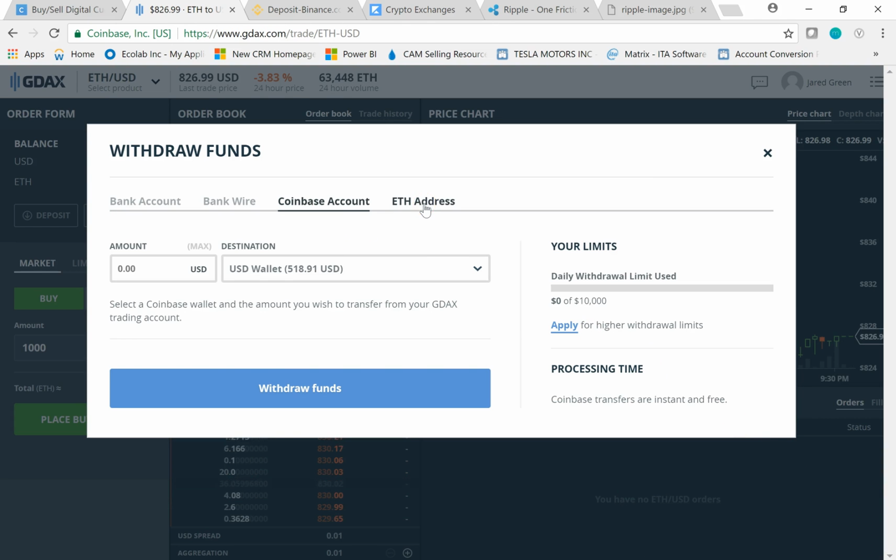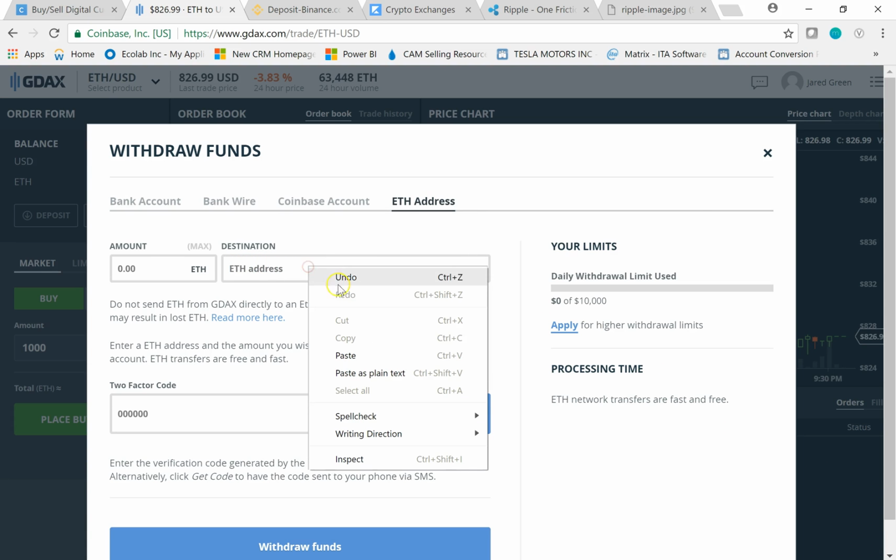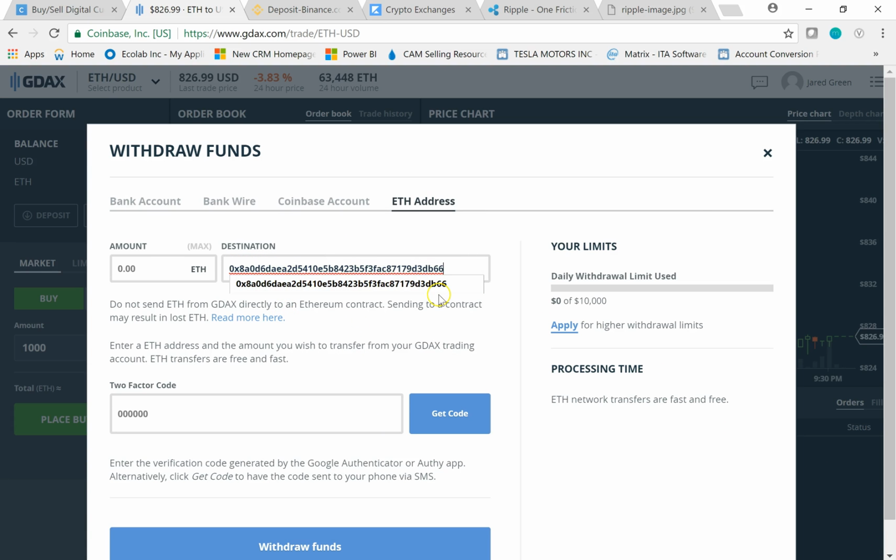I'm going to go to my Ether address, and right here in the Ether address, that's where I'm going to paste the Ethereum address. You can see I've sent some before. I'm going to send the amount. If I had some in there, I would just hit max, or I would type 1 Ether or whatever.